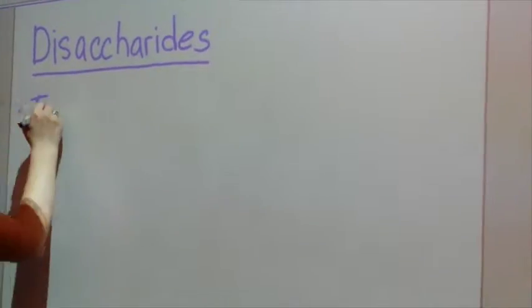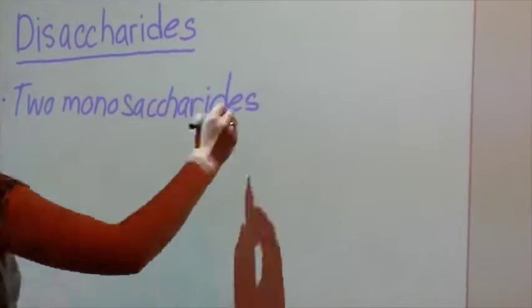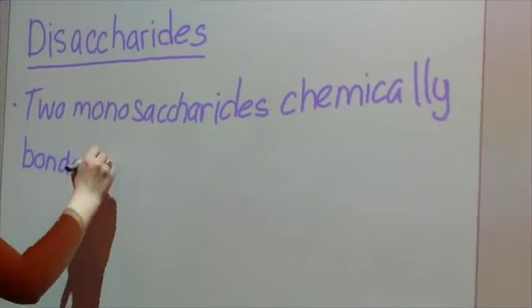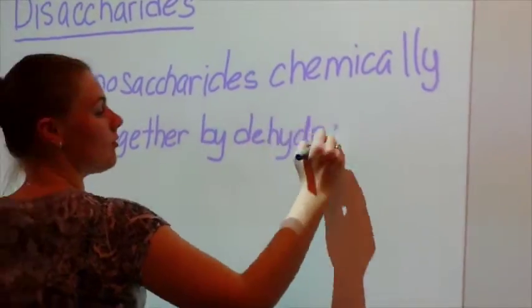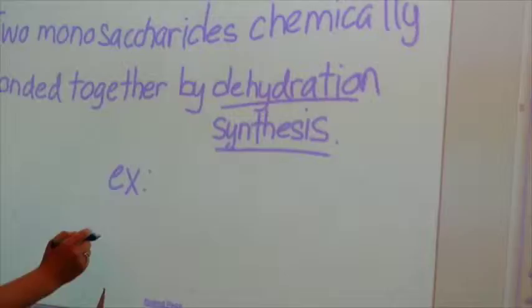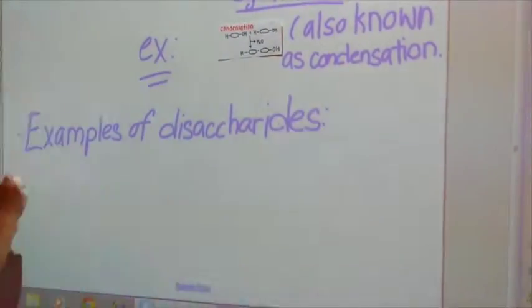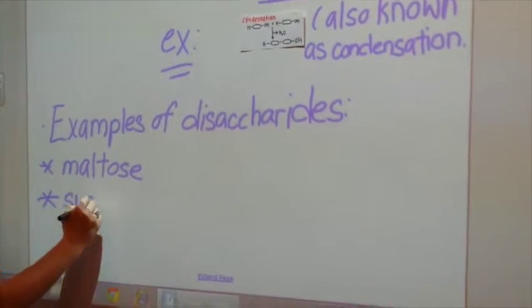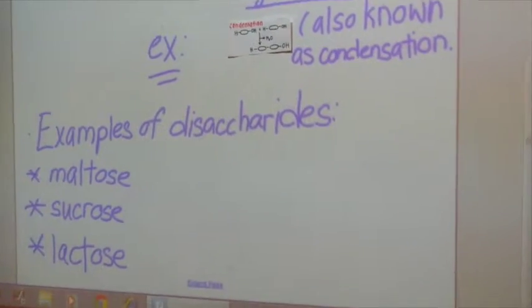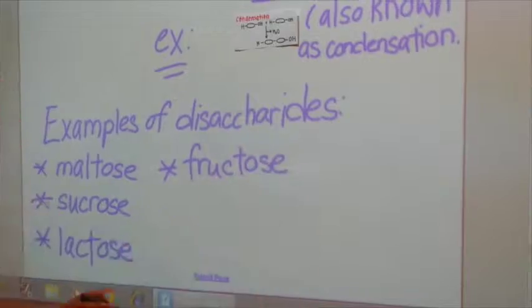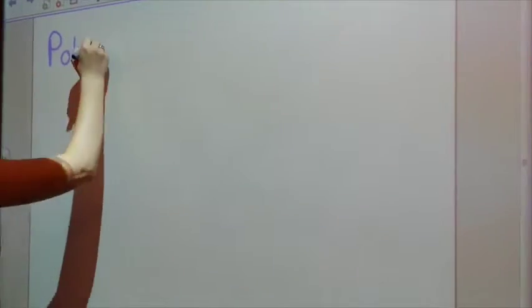Disaccharides are 2 monosaccharides chemically bonded together by dehydration synthesis, also known as condensation. Some examples of disaccharide sugars are maltose, sucrose, and lactose, which is a carbohydrate found in milk. Also, fructose is seen in this illustration.